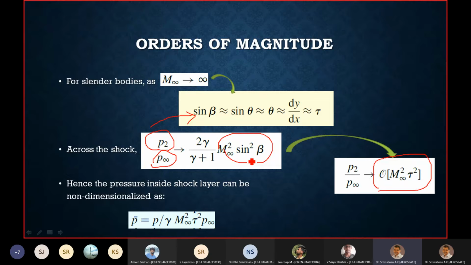2 gamma by gamma plus 1 can be considered to be close to 1. So M squared sine squared beta can be considered to be of order of magnitude of M squared tau squared, because sine squared beta is approximately equal to tau squared. Okay, so what we carry forward from here is that P2 by P infinity is of order of magnitude of M infinity squared tau squared.